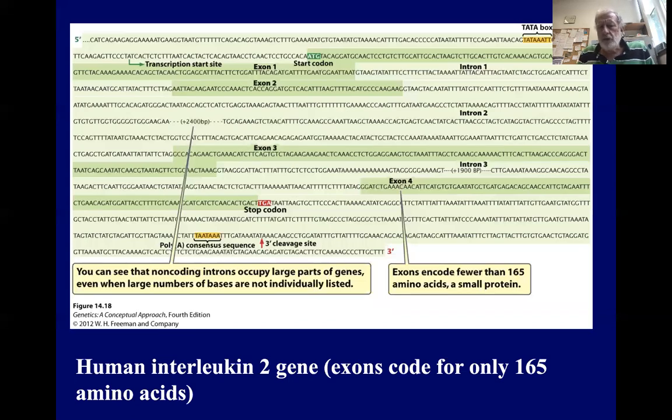So this shows the human interleukin gene. The exons in this gene code for only about 165 amino acids. The exons are in the darker green, and the introns are in the lighter green. As you can see, intron 1 there. Intron 2 is very large. There's 2,400 bases of it missing in the middle, just so it'll fit in the figure better. Same thing, intron 3 has 1,900 bases missing in the middle, so it'll fit in there. So anyway, in this gene, there's more intron DNA than there is exon DNA. And remember, it's the exons that will be spliced together. And here there's only 4 exons.